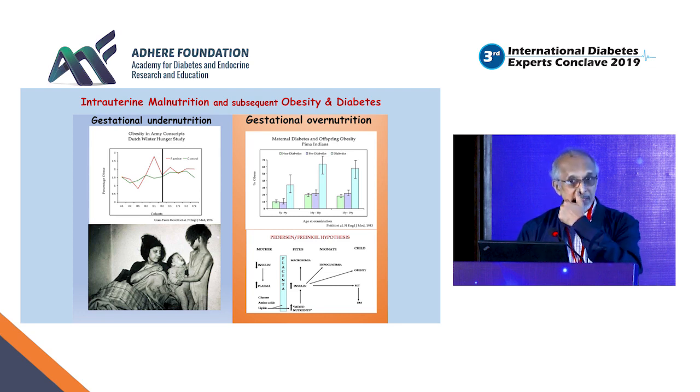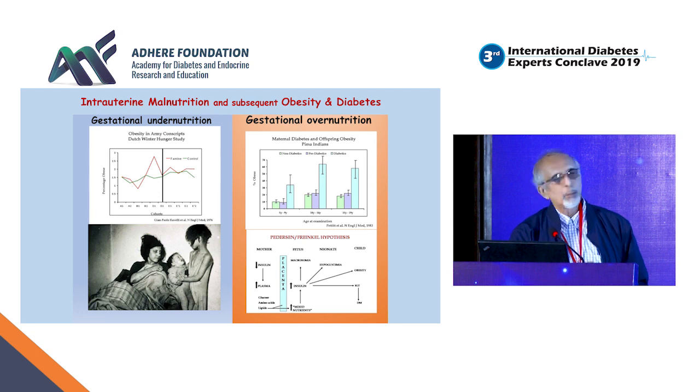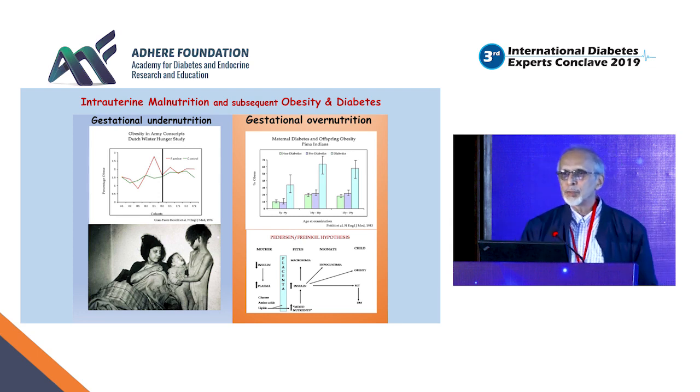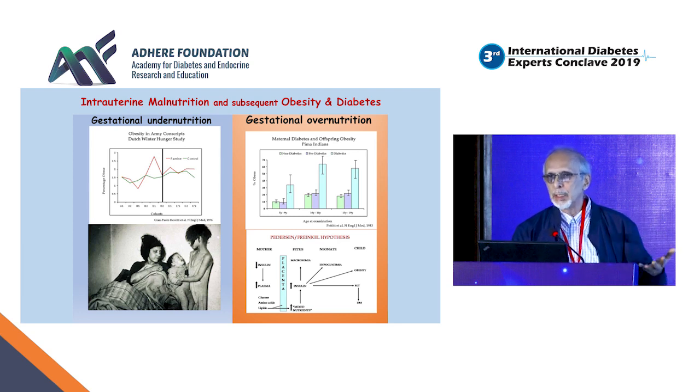Everyone had to go on a 600 calories per day diet, including the pregnant women. So their babies, as if, faced a famine in utero. So that is the Dutch winter hunger model. Now, the story would have stopped there. That must have increased the perinatal events, mortality, morbidity, etc.